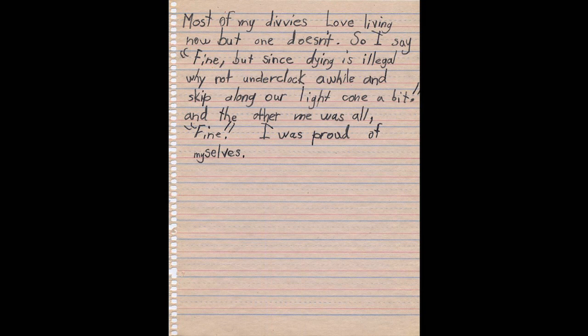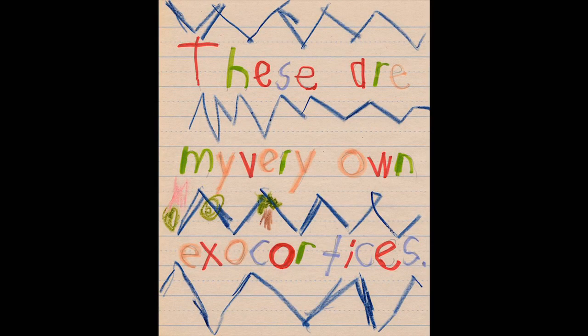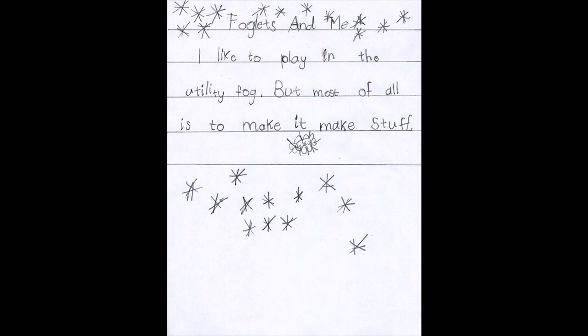Or that which was your culturally embedded, implemented self, rather than the one we think is only ours. These are my very own exocortices. So instead of having a cortex, you have a morning star constellation of exocortical enhancements and tools like this. Foglets and me. I like to play in utility fog. But most of all, I like to make stuff.